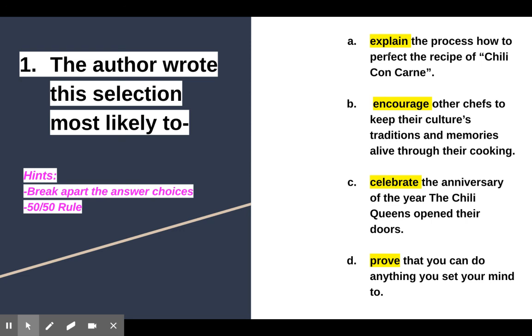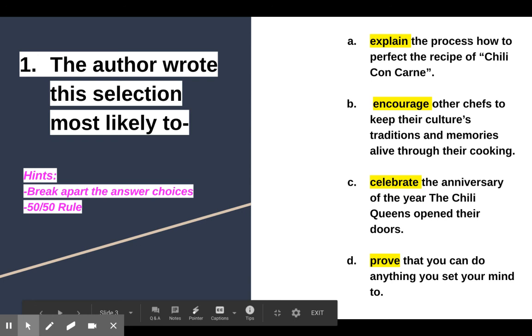So, did the author write this passage to explain the process and how to perfect the recipe of chili con carne? Did the author write this passage to encourage other chefs to keep their cultures, traditions, and memories alive through their cooking? Did the author of this selection write this passage to celebrate the anniversary of the year the Chili Queens opened their door? Or did the author write this passage to prove that you can do anything you set your mind to?